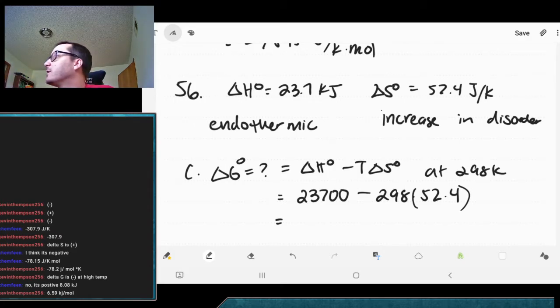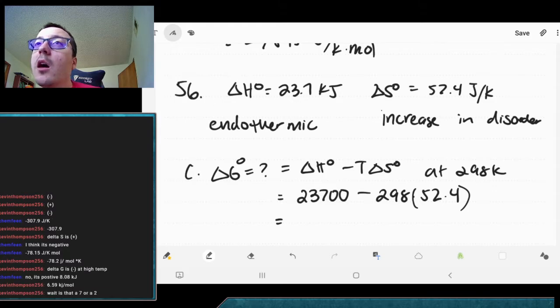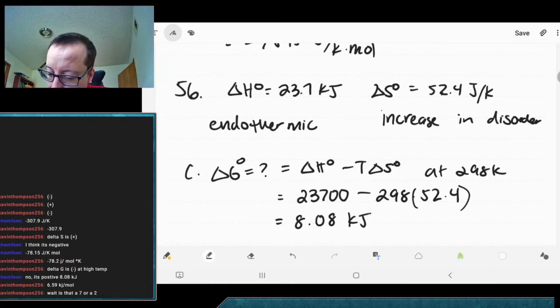All right, we have a slight discrepancy here. So let's go ahead and I'll do the calculation. So 23,700 minus 298 times 52.4. And so, yeah, I got 8.08 here. Kilojoules. It's positive. But Kevin is right also.